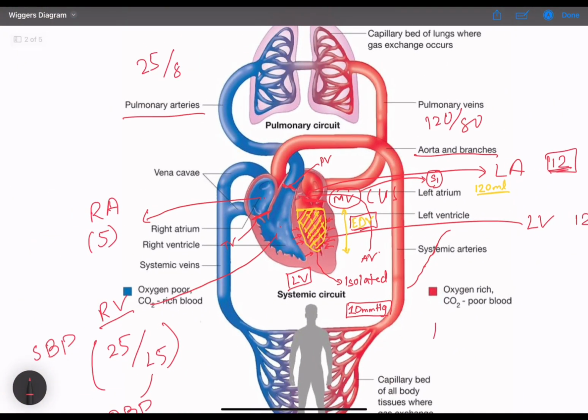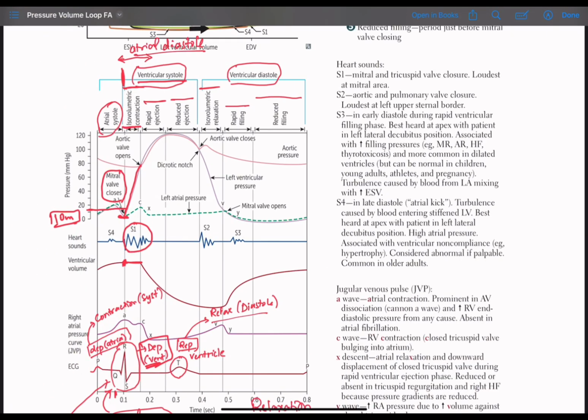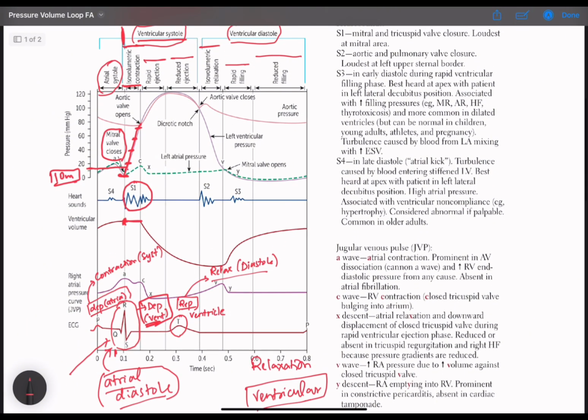This phase is known as isovolumetric contraction because the volume within the left ventricle is the same while the pressure is increasing. The pressure has reached 20 mm of Hg, then 40, then 60, until we have a pressure of 80 mm of Hg, while the volume is constant, since the blood isn't leaving the left ventricle. After that, we have the phase of rapid ejection.